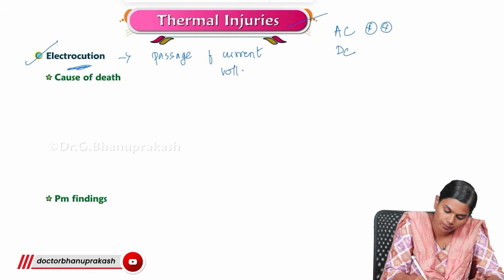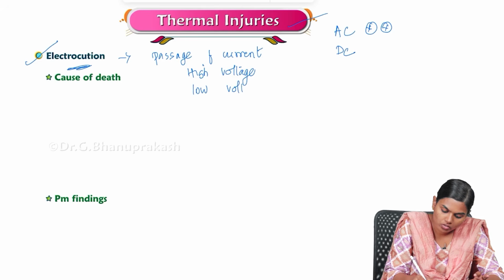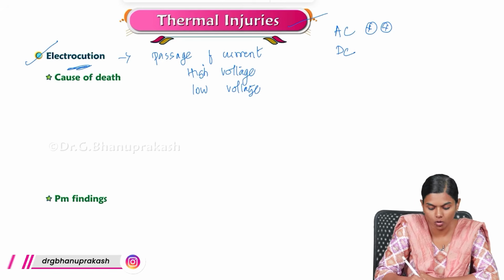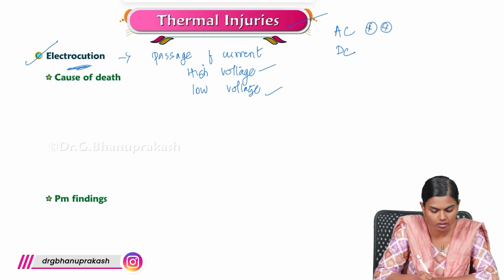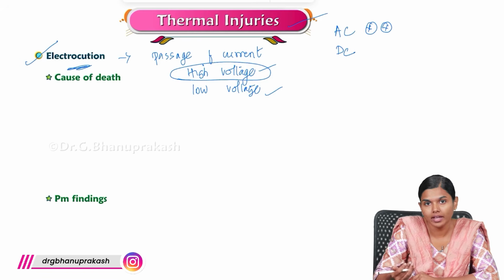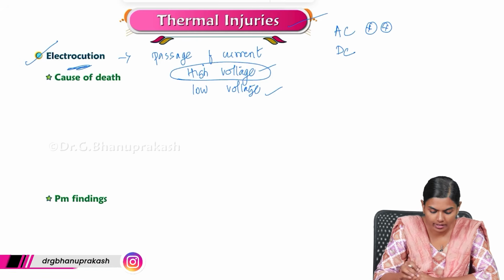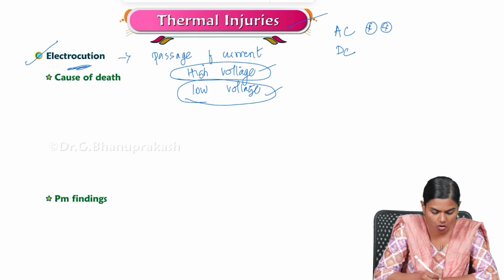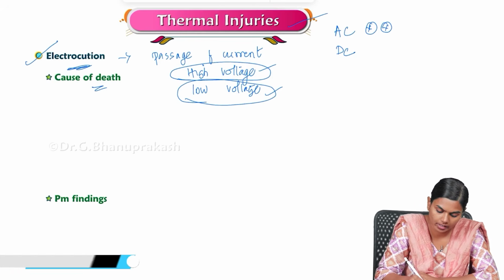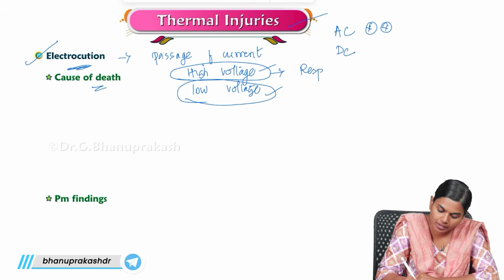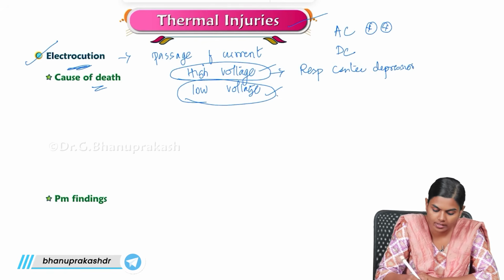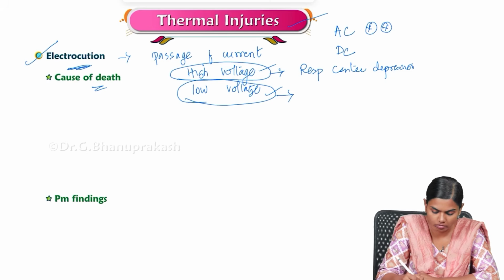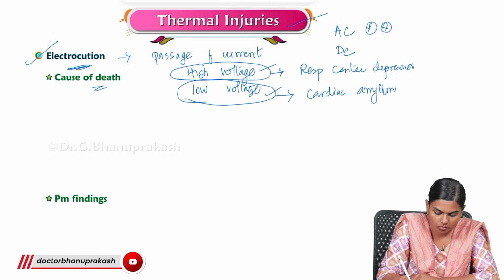And usually we talk about high voltage setting and low voltage setting. So, what we usually have at home is the low voltage setting. In case of industries or power stations, what they have is the high voltage setting. And with high voltage and low voltage setting, the cause of death differs. In case of high voltage setting, it is mostly due to respiratory center depression. And in low voltage setting, the cause of death is mainly cardiac arrest, like cardiac arrhythmia. This is how these two differ.